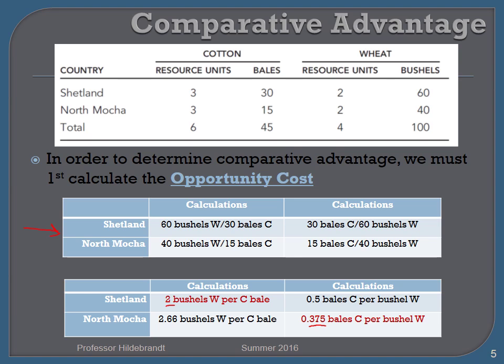Now the reason two of these numbers are in red is because once we calculate the opportunity cost, we'll compare the opportunity cost of each country. The red illustrates the lower value, because giving up 2 bushels of wheat for 1 cotton bale is less than giving up 2.66 bushels. On the other hand, giving up 0.375 bales of cotton is less than giving up half a bale of cotton.